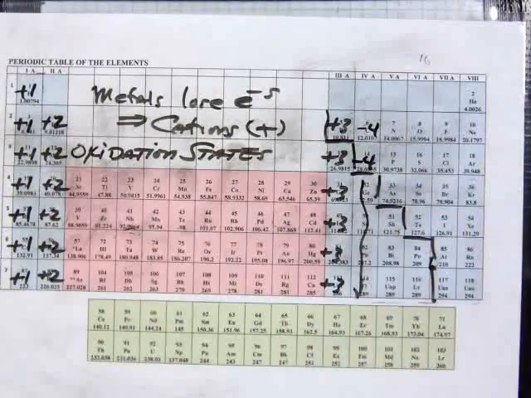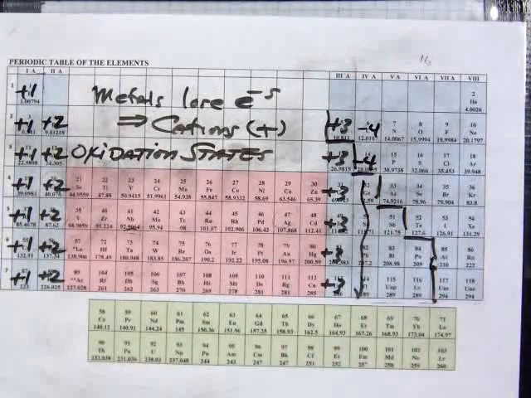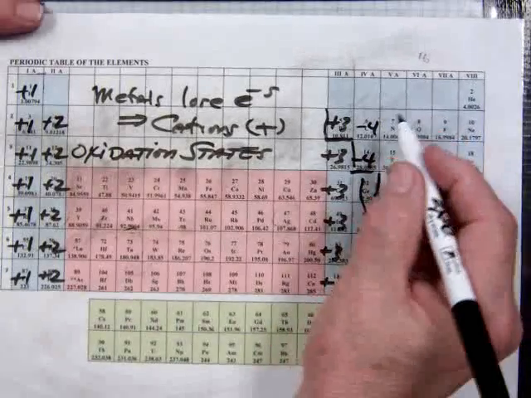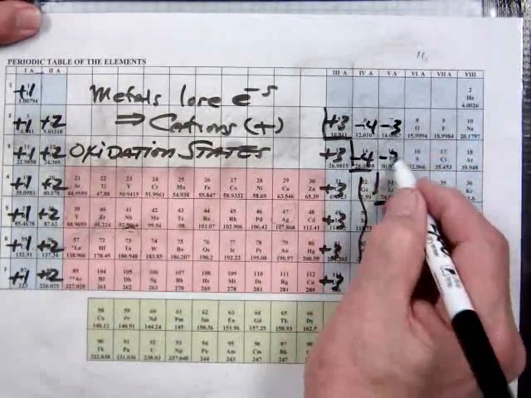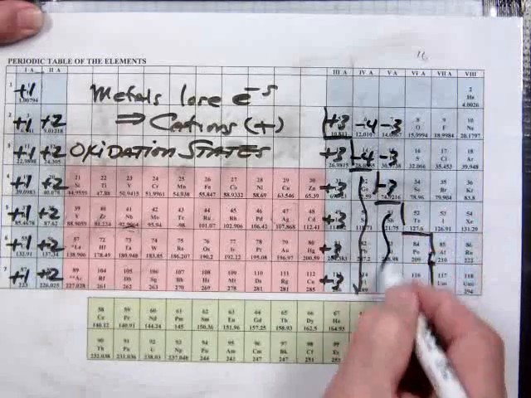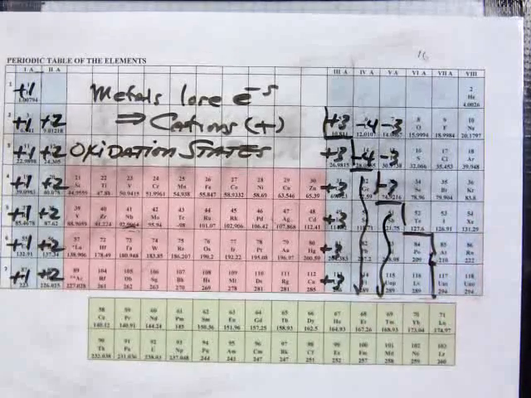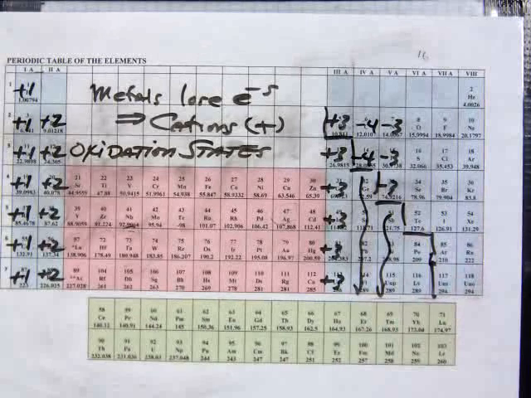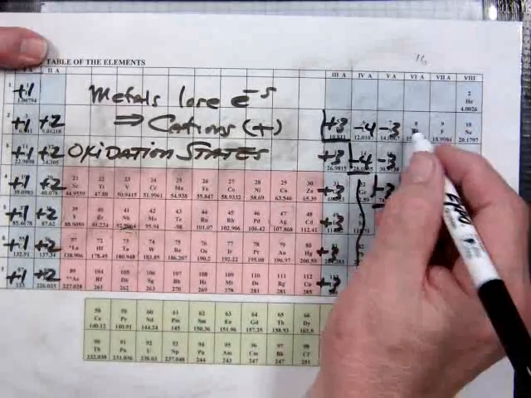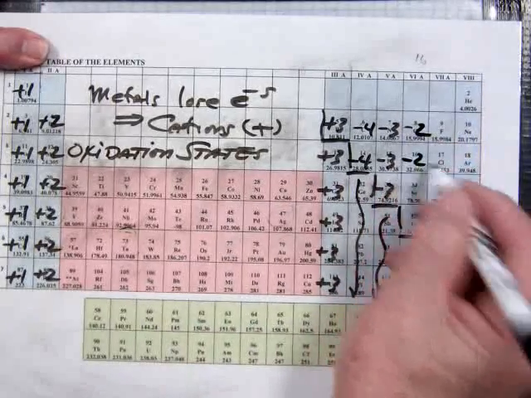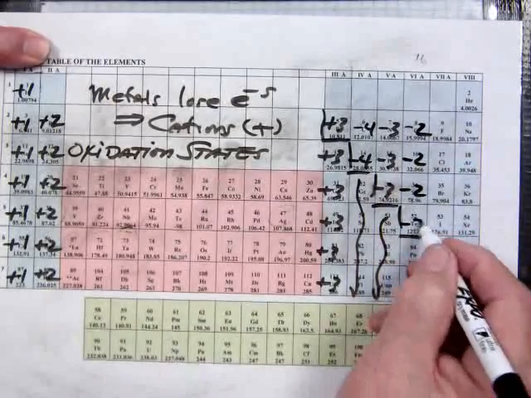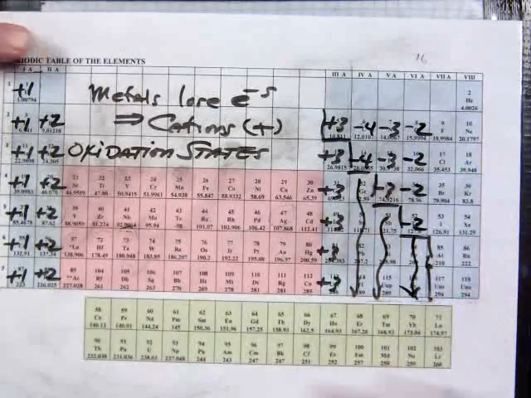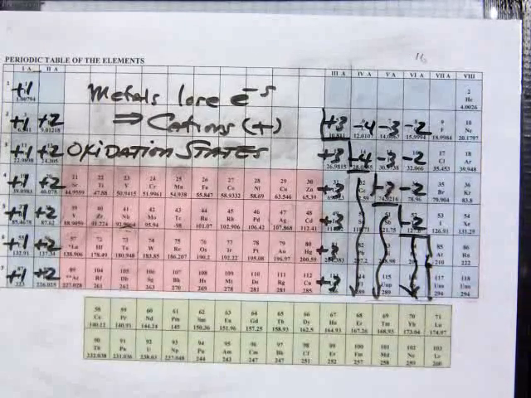Nitrogen has 5 outer shell electrons, group 5. To achieve an octet, it must gain 3. So nitrogen, all the way down, for right now, will gain 3 and carry a -3 charge. Oxygen, 6. Sulfur, selenium, tellurium, on down, -2.